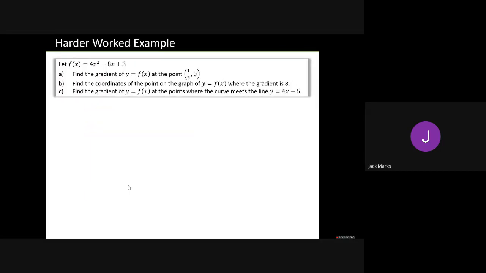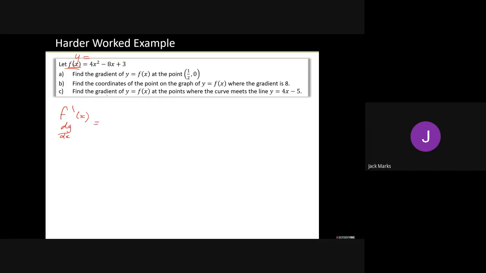One last harder example. So this is my function of x. This is a little bit like saying y equals. Find the gradient of this at this point. Okay, well, what's the gradient function first? So the gradient function, if you're using this notation, it's f dash x. This is the same as dy dx.